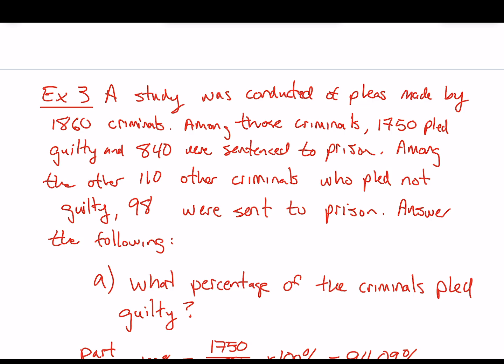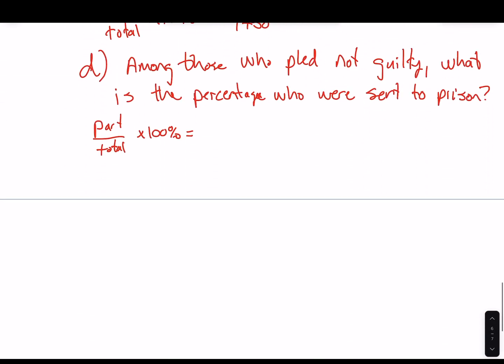Again, this time we're looking at those who pled not guilty. There were 110 of those. And of those, 98 were sent to prison. So 98 over 110 times 100%, which is 89.09%. So if you pled not guilty, you had almost a 9 in 10 chance of being sent to prison.